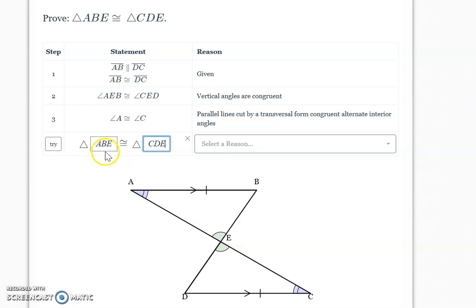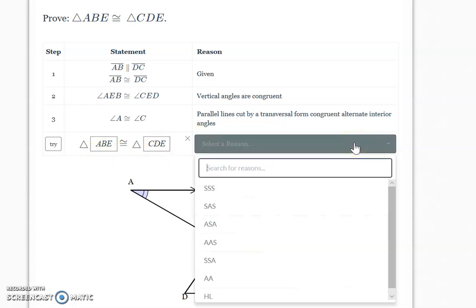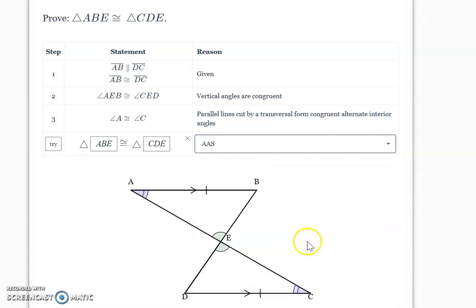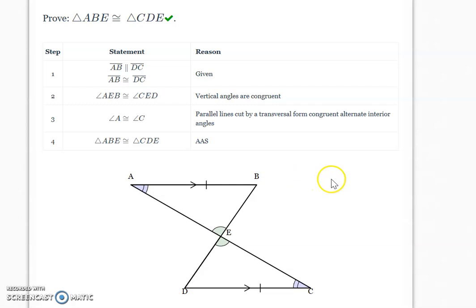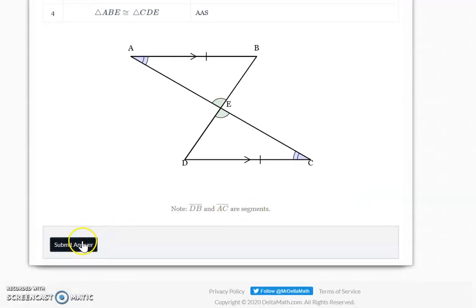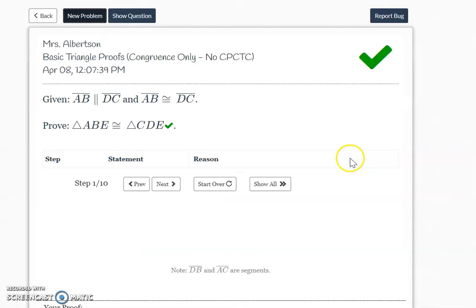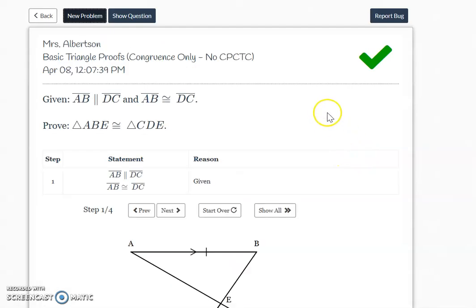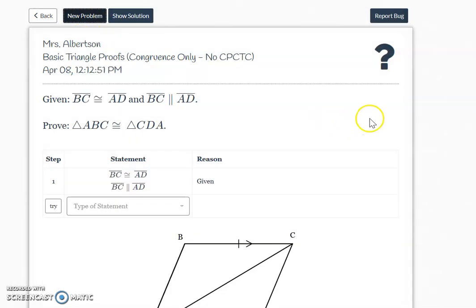It automatically puts capital letters and you can use the tab to tab over. So ABE is congruent to CDE, and I know that because we said angle, angle, side. So I'm going to insert that. So since I put in my prove statement, it thinks I'm done. Submit, and yes, we got it. All right, let's go to another one.